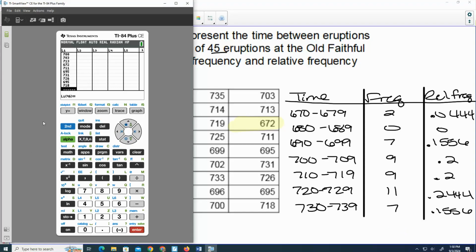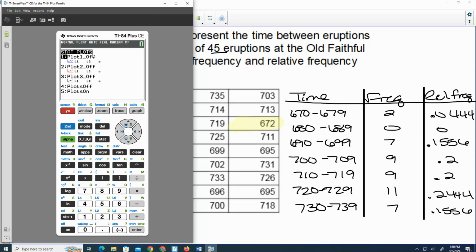So once you have it entered, if you hit second, Y equals, this takes us into our plot, all the different things it can plot. So second Y equals, we should all be looking at this screen. So we're going to go into the first one, just hit enter. I want to turn it on, so highlight On and push enter.